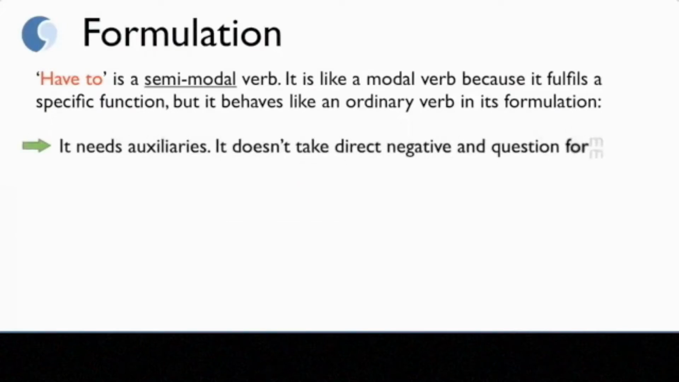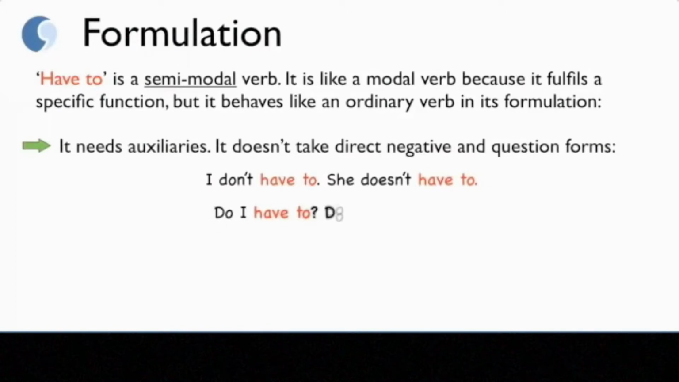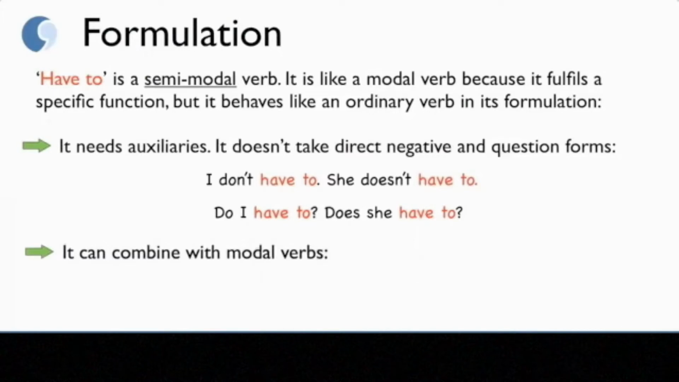It needs auxiliaries. It doesn't take direct negative and question forms. I don't have to. She doesn't have to. Do I have to? Does she have to? And finally, it can combine with modal verbs. You will have to. He might have to.